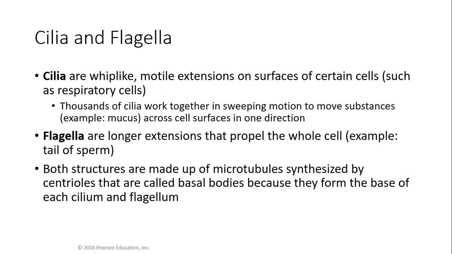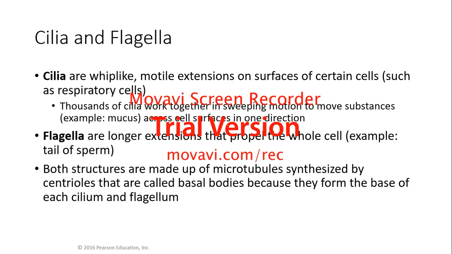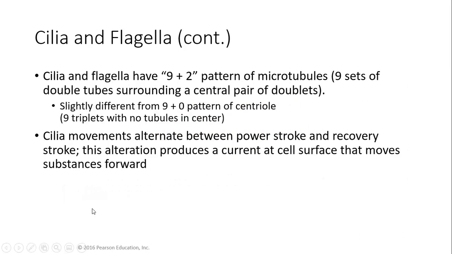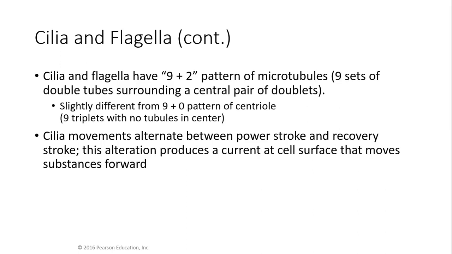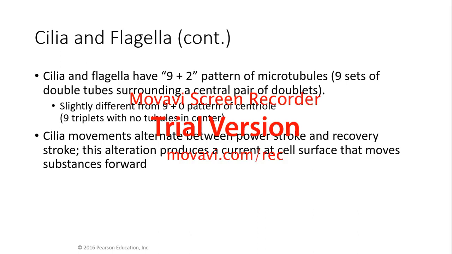And then we also talk about flagella. Again, they are the longer extensions that propel the entire cell, like the tail of the sperm. Both cilia and flagella are made up of microtubules synthesized by centrioles, okay? And cilia and flagella have this 9+2 pattern of microtubules. On the next slide, you'll see a good image of that 9+2 pattern, which is due to 9 sets of double tubes surrounding a central pair of doublets. And cilia movements alternate between power stroke and recovery stroke. This alternation produces a current at the cell surface that moves substances forward.